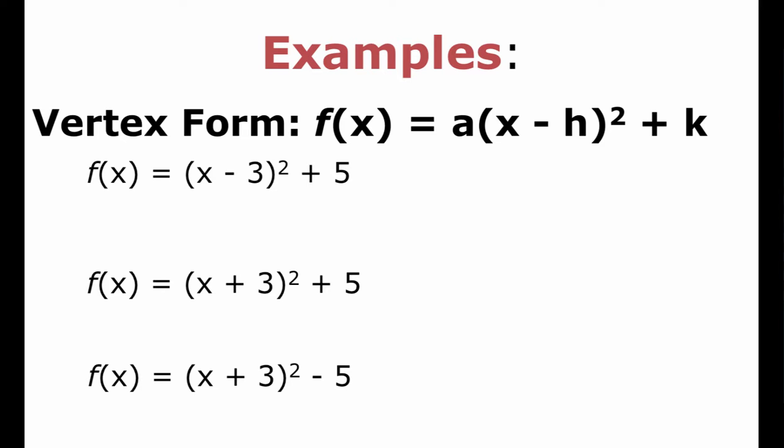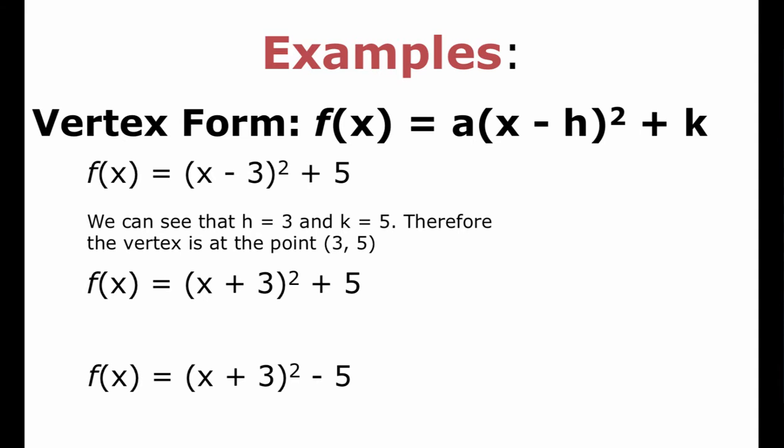So let's take a look at a few examples. So we have f(x) = (x - 3)² + 5. The h value will be the opposite of what's on the inside of the parentheses, so that will be a positive 3, and the k value will be the exact same sign of what's on the outside of the parentheses, that is a positive 5. So your vertex is (3, 5) for the first example.